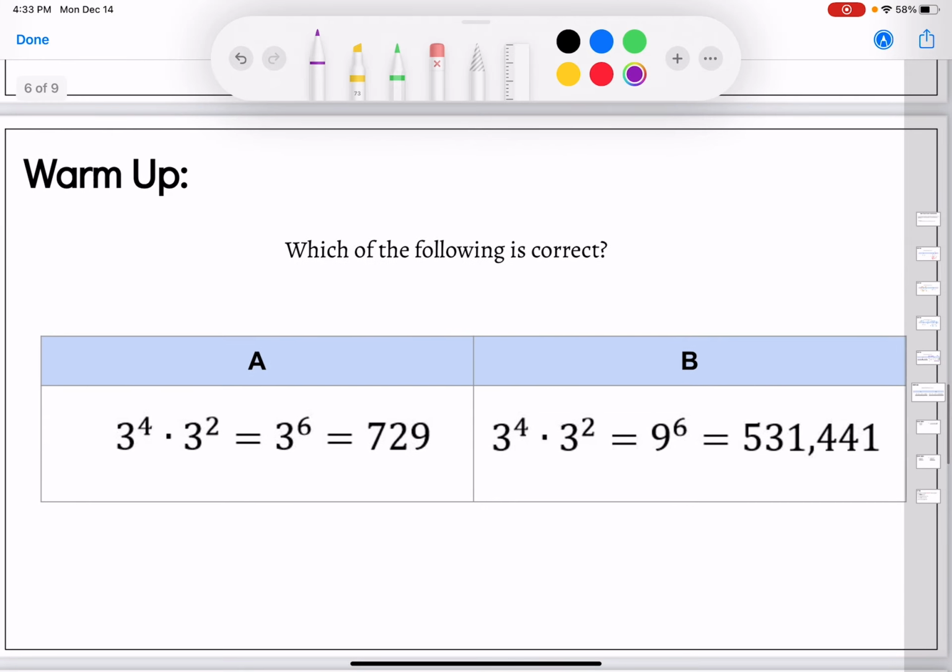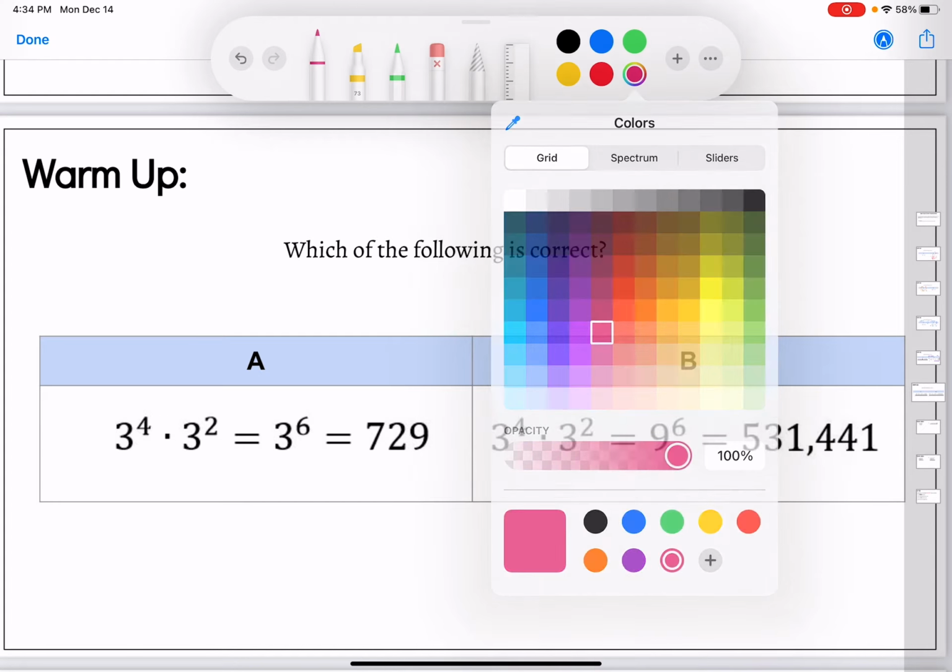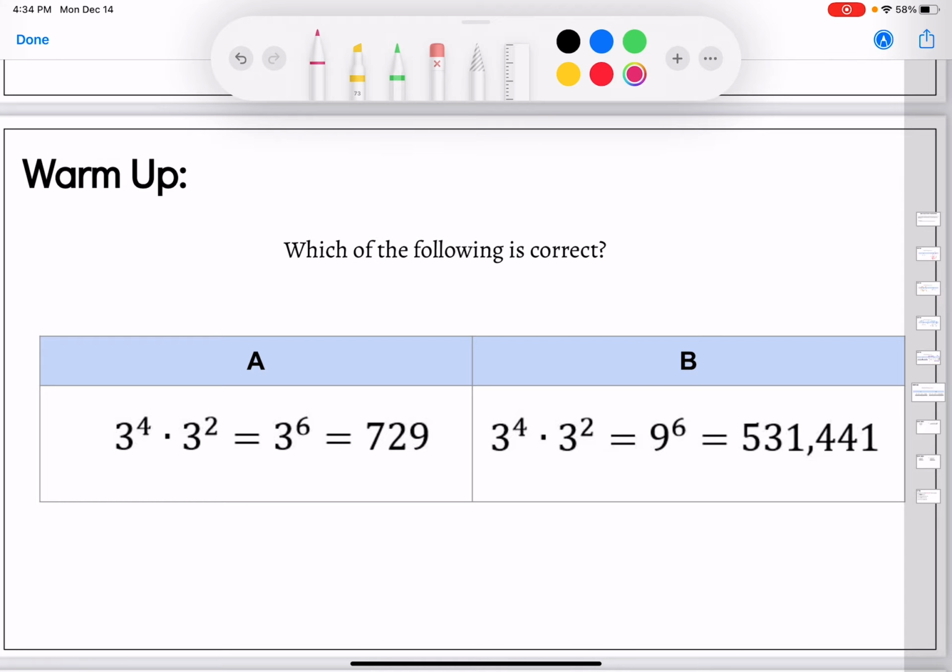All right, last one here. It's very similar to the last one. So on this one, letter A, 3 to the 4th times 3 to the second equals 3 to the 6th, which is 729. Or letter B, 3 to the 4th times 3 to the second equals 9 to the 6th, which equals 531,441.